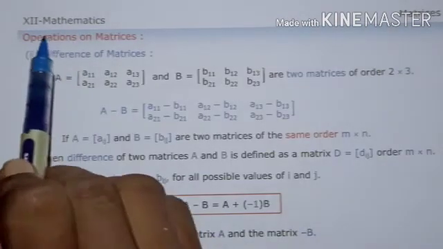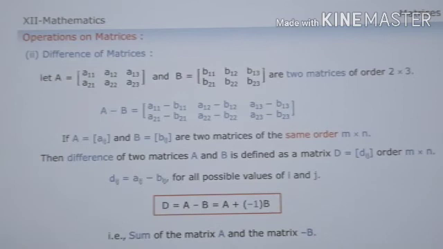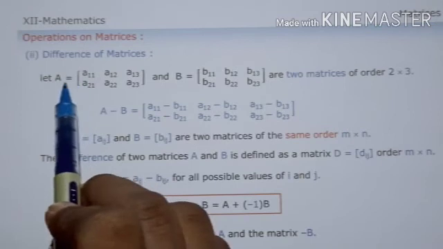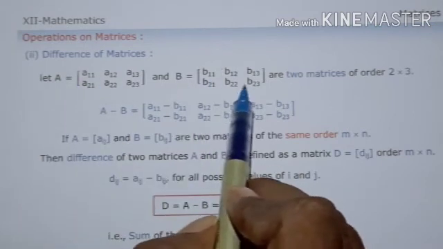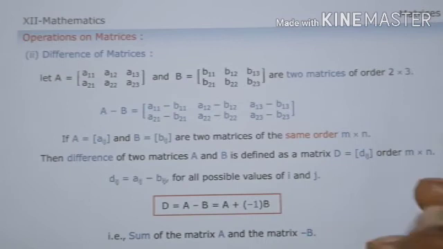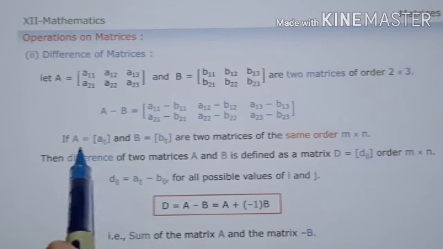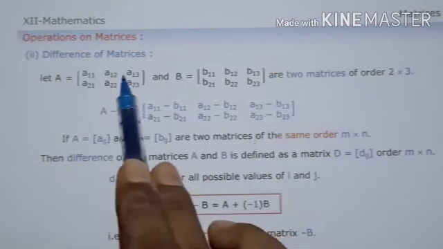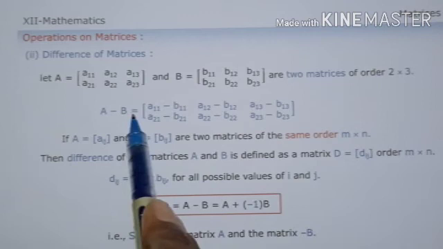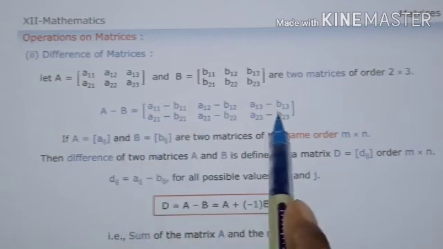Now, operations on matrices. First thing, difference of matrices. Difference means we have to subtract one element from another element. When you do these operations, addition and subtraction, we must have the same order. See that, let A be a matrix and B be another matrix, two matrices of the same order 2 by 3. Now we can do the operation of difference of matrices on these two matrices, because both the matrices have the same order. So now we can subtract the corresponding elements.